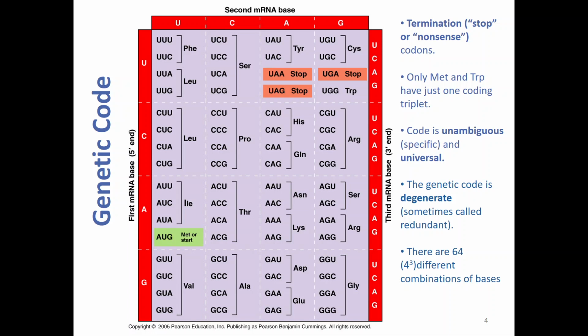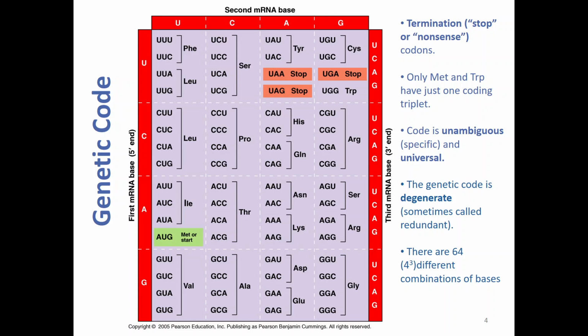Then we have two amino acids, methionine and tryptophan, that have only one coding triplet. These are specific. Each codon codes for one amino acid. That's why we refer to them as unambiguous. Universal, all strains. You go to cats, you go to yeast, you go to bacteria, it's the same coding triplets. That's why we call them universal.